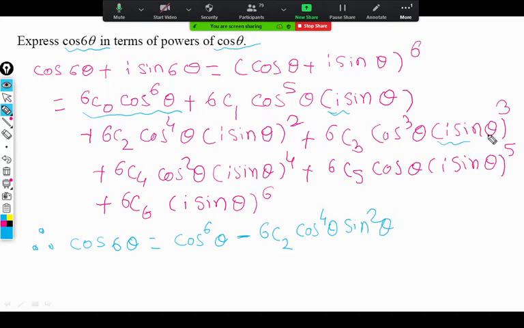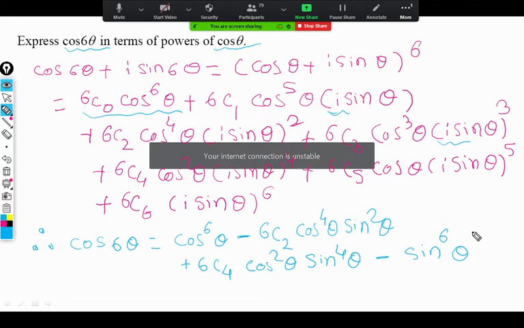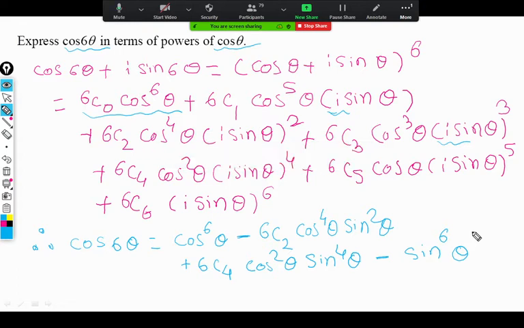Again, this term is imaginary, so forget that. This term is i square into i square, minus 1 into minus 1, it becomes plus. So I will write it here, plus 6C4 cos square theta sine raised to 4 theta. That's one. And lastly, 6C6, which has a minus sign, sorry, 6C6 is also 1, sine raised to 6 theta. So that is how we get the cos 6 theta formula.